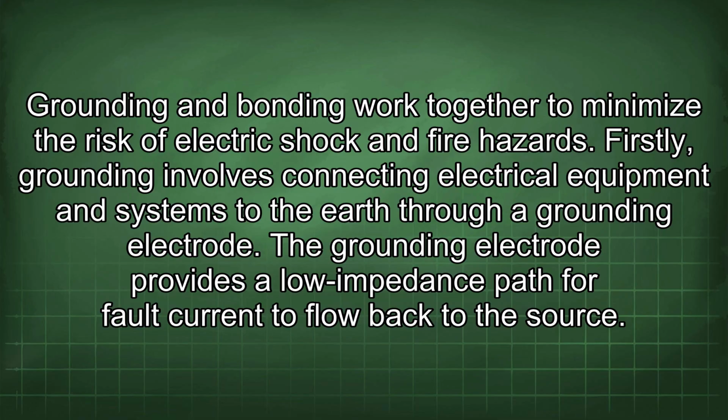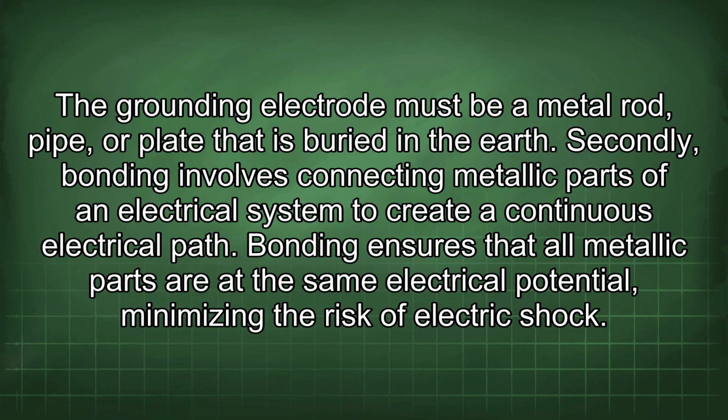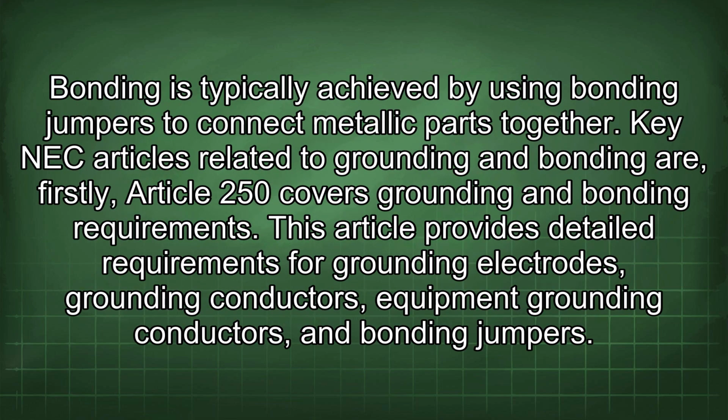Firstly, grounding involves connecting electrical equipment and systems to the earth through a grounding electrode. The grounding electrode provides a low impedance path for fault current to flow back to the source. The grounding electrode must be a metal rod, pipe, or plate that is buried in the earth. Secondly, bonding involves connecting metallic parts of an electrical system to create a continuous electrical path. Bonding ensures that all metallic parts are at the same electrical potential, minimizing the risk of electric shock. Bonding is typically achieved by using bonding jumpers to connect metallic parts together.